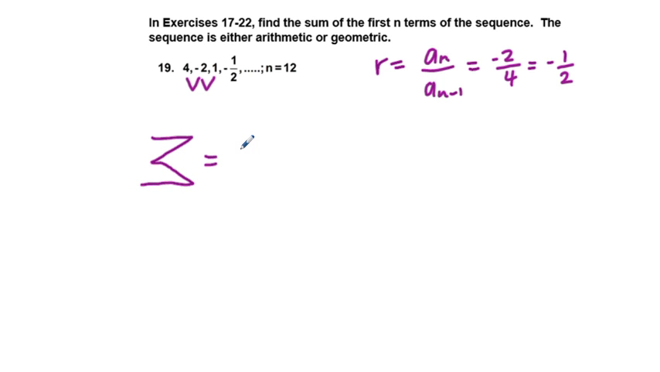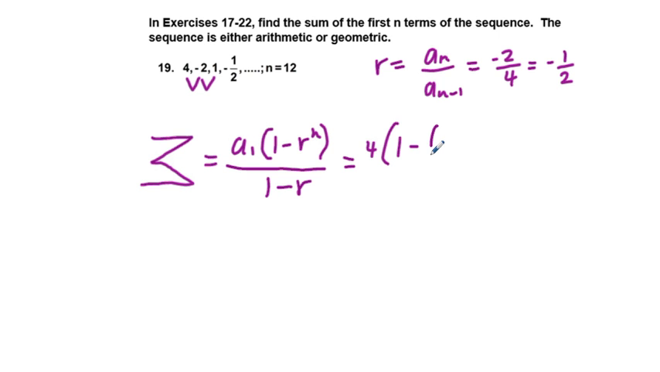It is equal to, we have our initial value, which is 4. Let me just write out the formula for that. We have a sub 1 times 1 minus r to the power of n over 1 minus r. And so a sub 1 is 4. We have times 1 minus negative 1/2 to the power of 12, divided by 1 minus r, which is 1 minus negative 1/2.